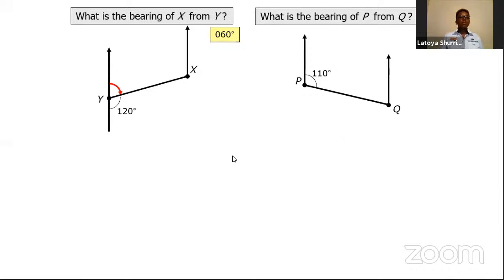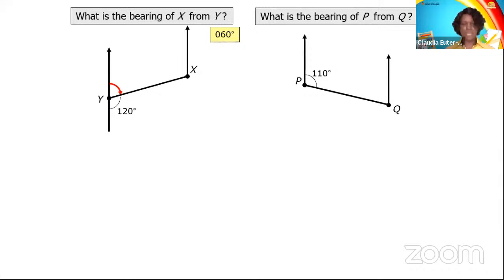What about the bearing of P from Q? Of P from Q. Where's your starting point and where are you going? What direction are you going in as well?